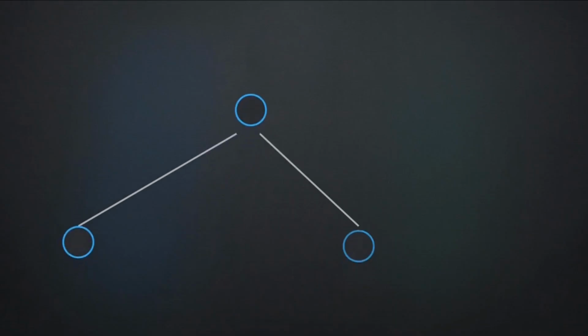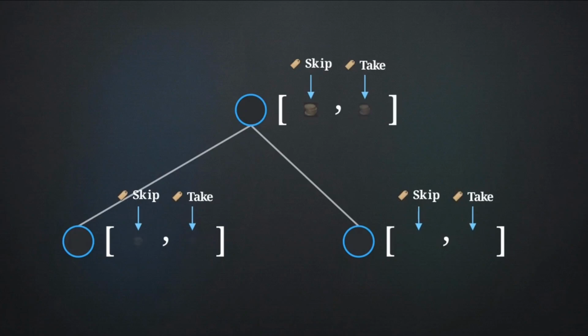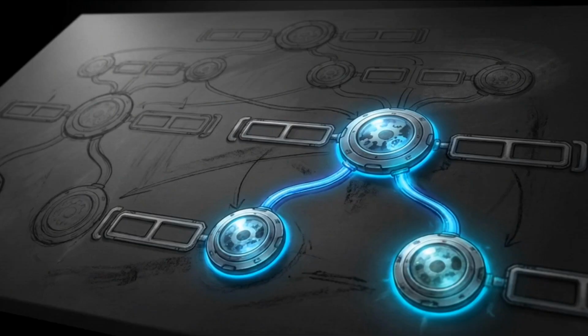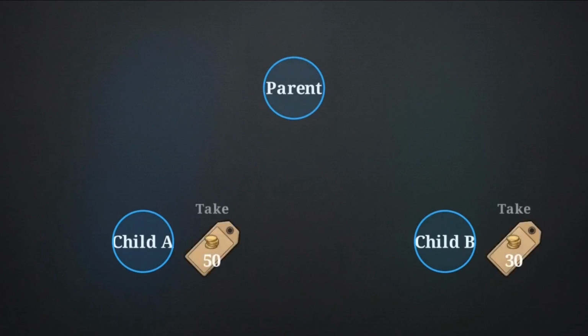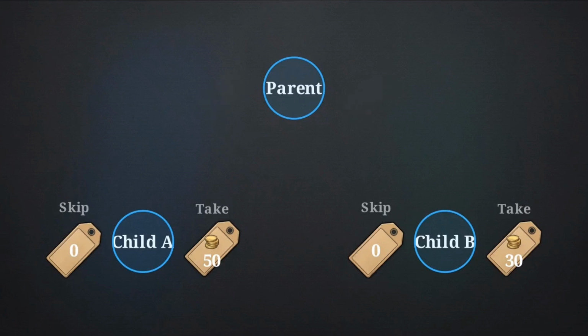We can see this in action using the simplest possible unit: one parent node and two leaf children, each with an empty slot for their skip and take values. How numbers flow through this three-node structure defines the logic for every other connection in the tree. At the bottom of the tree, child A has a take value of 50 and child B has 30. Their skip values are 0 because there are no nodes below them to contribute.